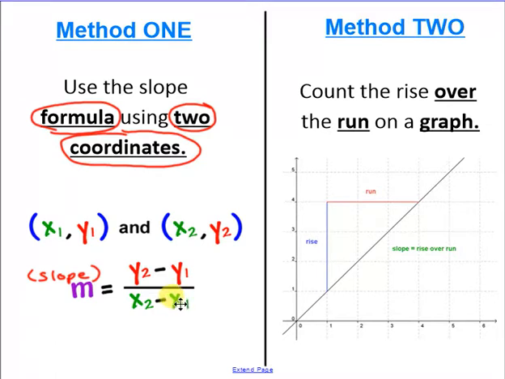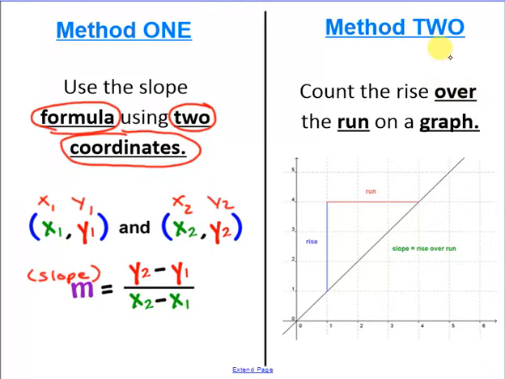Now, you may be thinking, what's y2 and y1, x2 and x1? And that's where your coordinates come into play. So your first coordinate is going to be x and y, and your second coordinate is also x and y. Well, your first x is x1, your second x is x2. Your first y is y1, and your second y is y2.